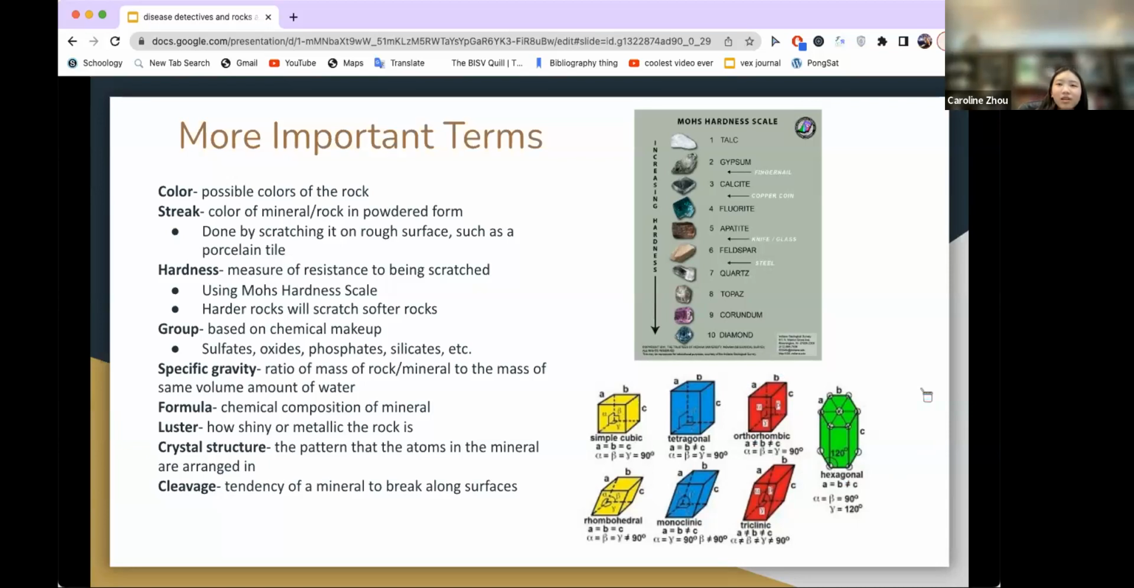So basically, some minerals, if you try to break them, they'll just break randomly into a weird crack. But some of them, if you break them, they'll crack along a specific line or specific pattern. So that's basically the cleavage.